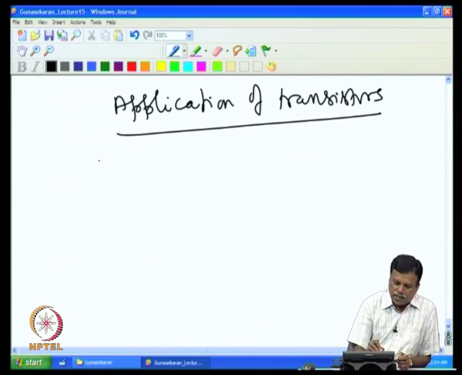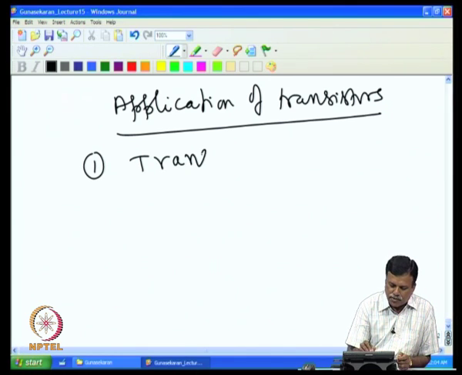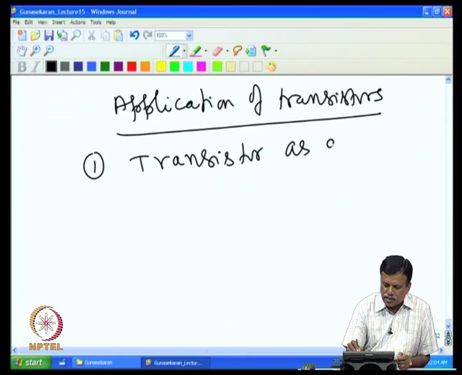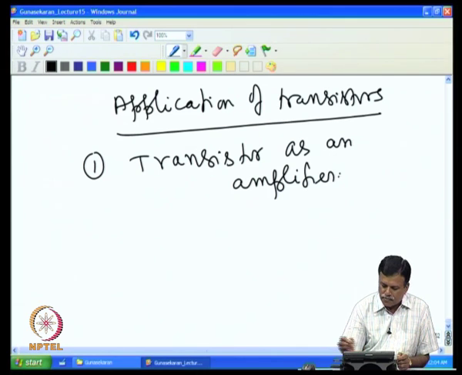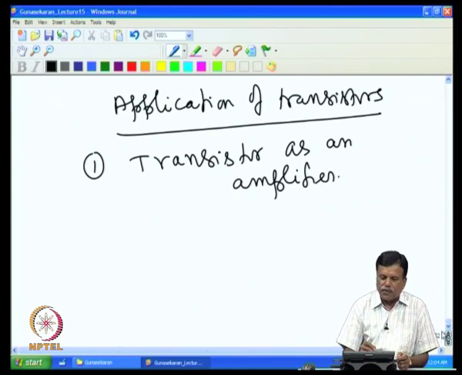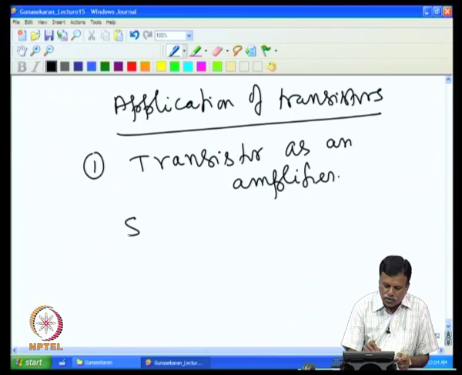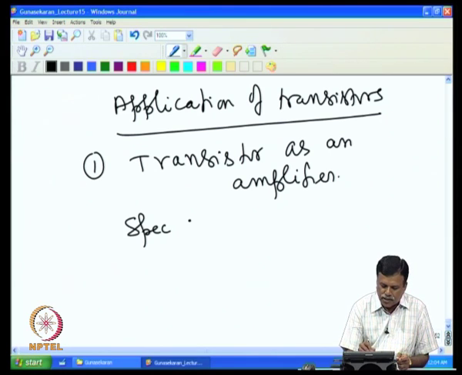So for that, let us take transistor as an amplifier. If you want to design a transistor amplifier, how will you go about doing that? Transistor as an amplifier. Now, if you want to design a transistor amplifier, then I fix the spec. So let me have the spec for the design. So I want a transistor amplifier.